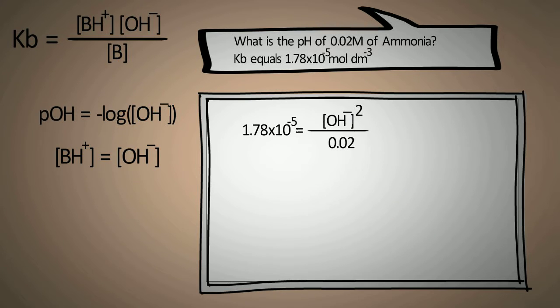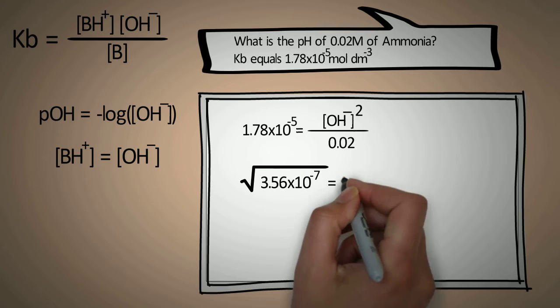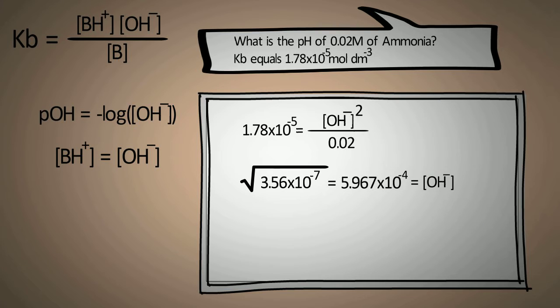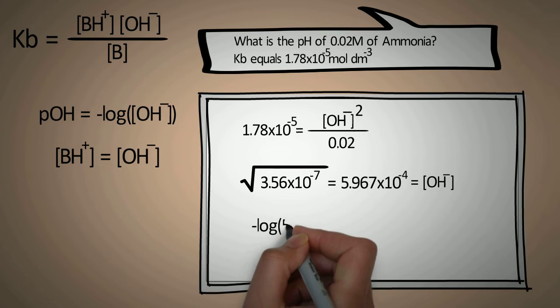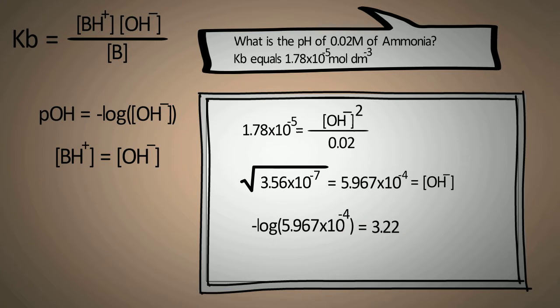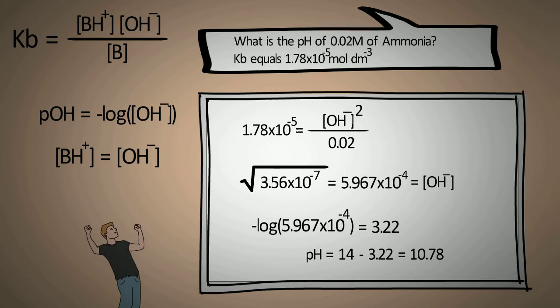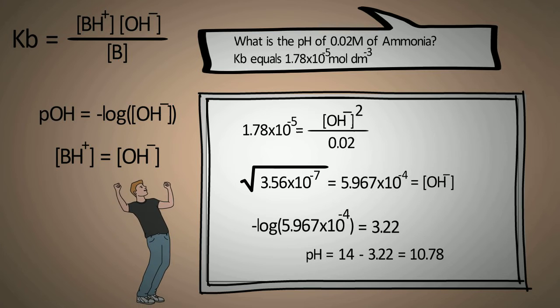So if we plug in our numbers, multiply both sides by 0.02, then square root the lot, we get our value for OH-. We can sub it into the pOH equation, then use the relationship between pH and pOH to get our value, which is 14 minus 3.22, and that equals 10.78 on the pH scale. And that's that. It's slightly more work than acids, but it's still easy maths and you should be able to do it.